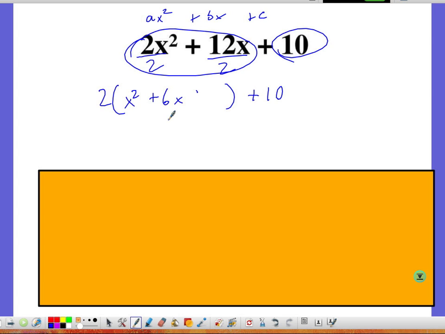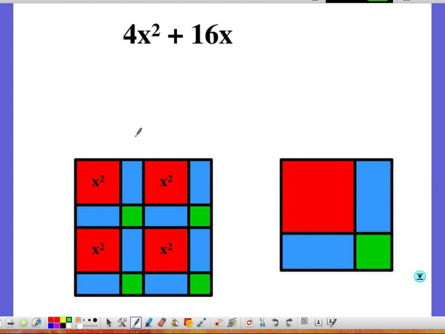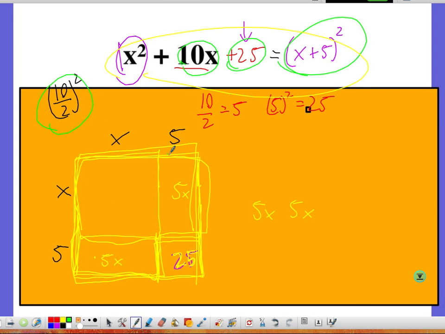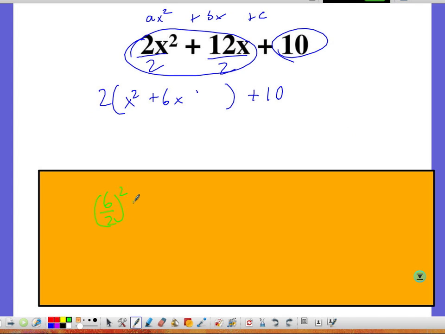And so now, the reason we divided by 2 is so that we can concentrate on this now. Now we have x squared plus 6x, and we can go ahead and complete the square. So how do we complete the square again? We take the middle number, the coefficient of x, divided by 2, and we square it. Same thing that we did here, same thing that we did here. It's always the coefficient of x. And so what is 6 divided by 2? Well, that's 3. We square it. 3 squared is 9.